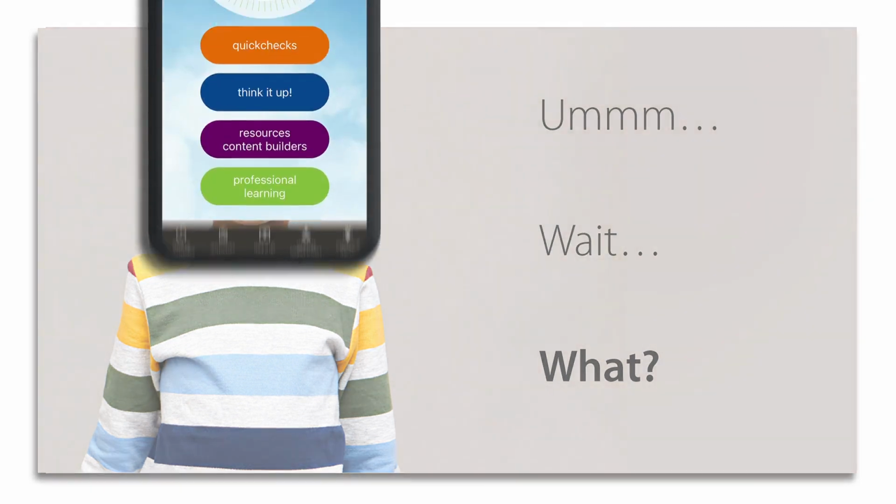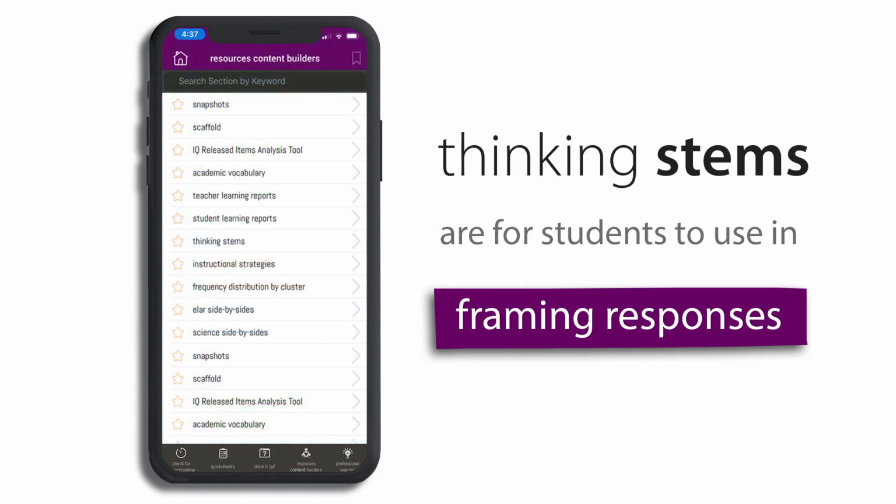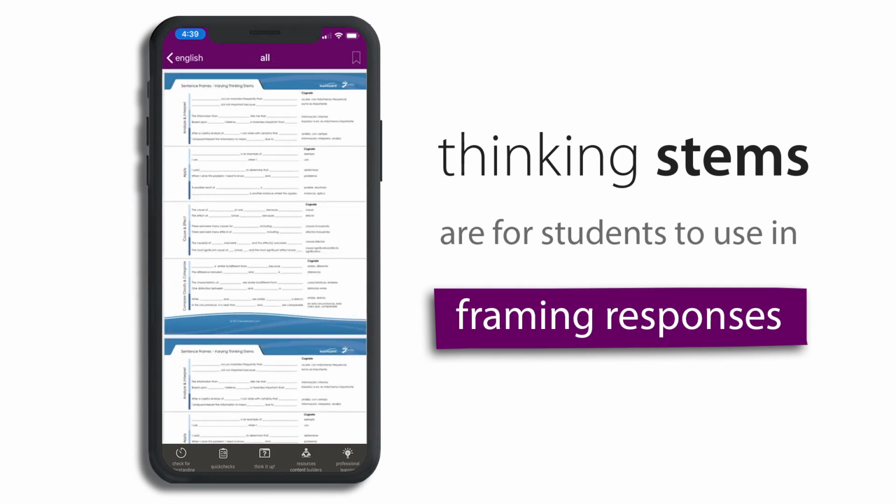This is where Lead Forward's thinking stems come in. Click on the purple Resources Content Builder button to access our thinking stems. Then, click on the Thinking Stems link, and this leads you to our Thinking Stems resource. This resource is for the students. Notice that the sentence stems align to the questions in the blue Think It Up button for teachers. The same verbs the questions are aligned to are the same verbs these stems are also aligned to. These stems help students frame responses to the questions that the teachers would present.